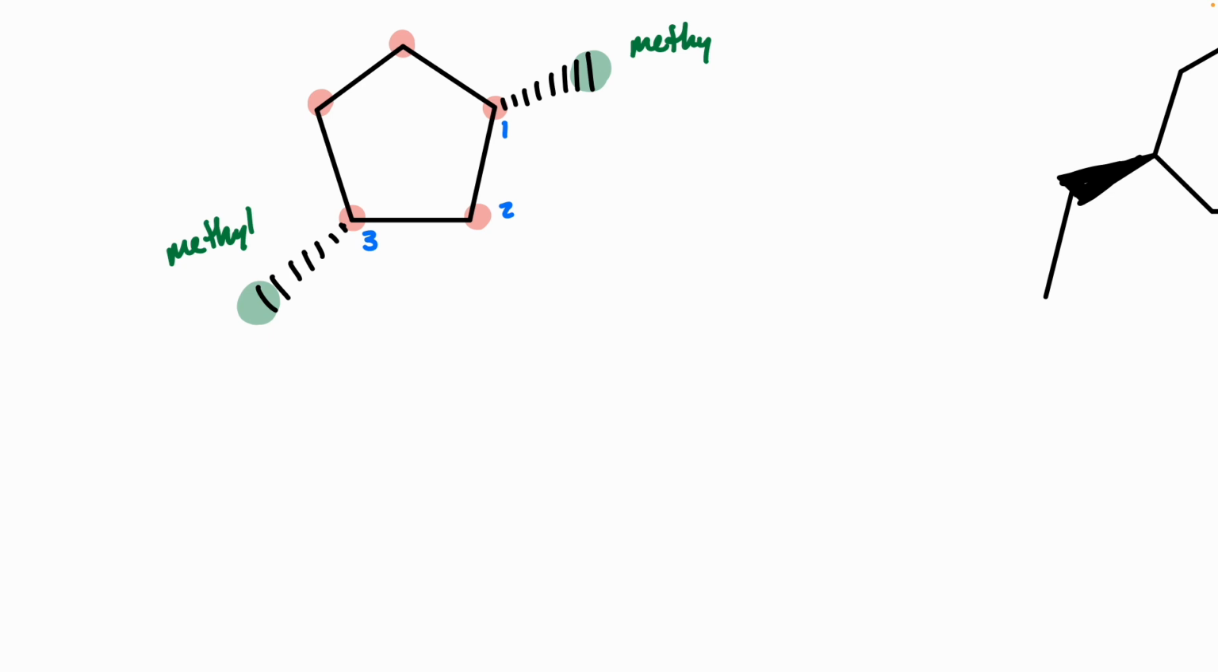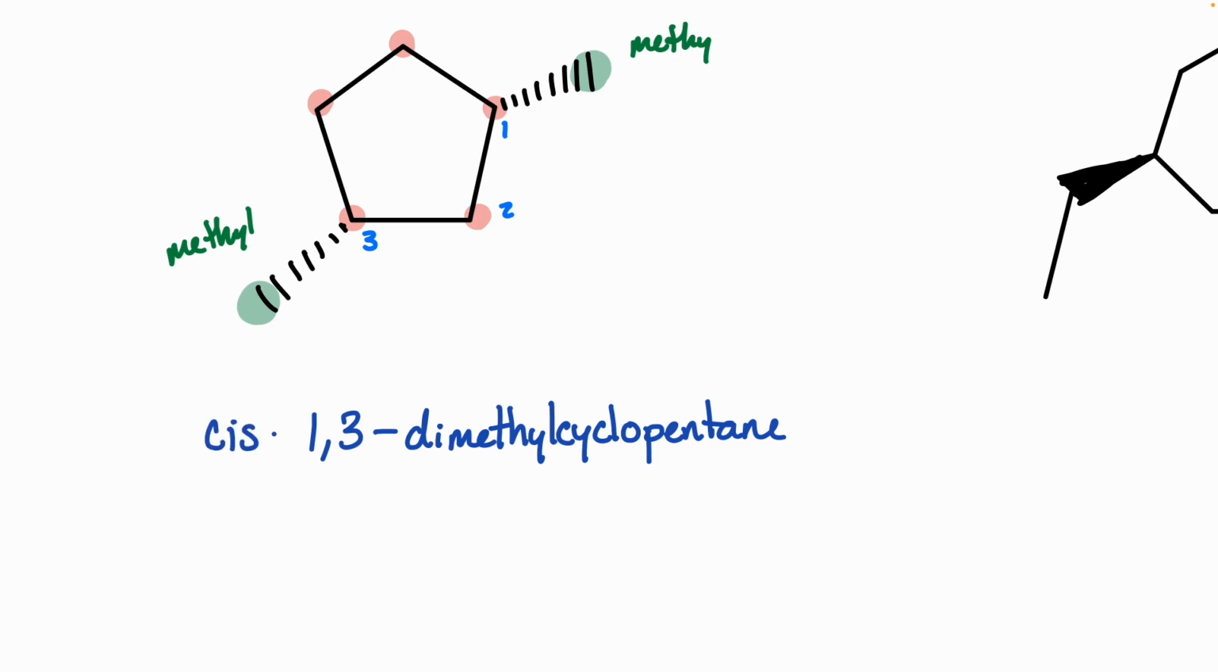Okay. So 1,3-dimethylcyclopentane. But now, since I'm given this extra piece of information with these dashed and wedge bonds, I have to specify the stereochemistry of this molecule, either cis or trans. Which one is this one? Cis. They're pointed in the same direction. In this case, they're both pointed into the board, but again, they're pointed in the same direction. So this would be the cis-1,3-dimethylcyclopentane. All run together, all one word.